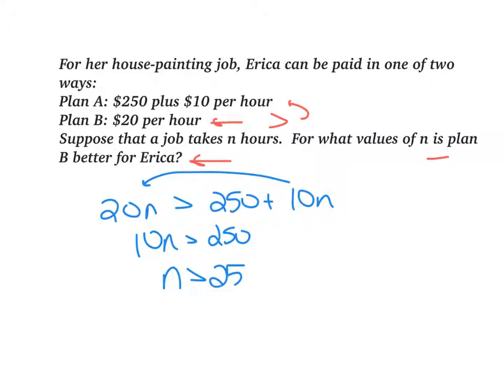So what that tells me is anything over 25 hours, she's better off doing this right here for Erica. Now, the customer would be better off doing that one, but for Erica to make the most money, anything over 25 hours, she's better off just getting $20 an hour and working it that way. So we may do a couple applications like that tomorrow, but it'll be pretty easy to tell how to set them up, I think. No big deal.